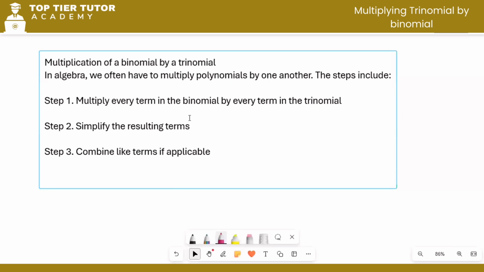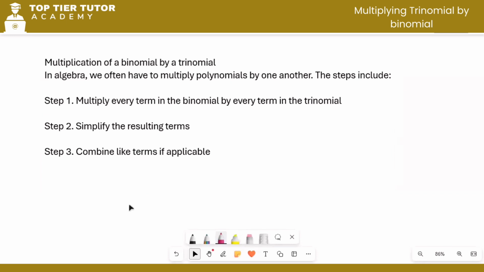We're going to be looking at multiplying a binomial by a trinomial. In algebra, we often have to multiply polynomials by each other. The steps include, first, multiplying every term in the binomial by every term in the trinomial. Secondly, simplifying the result and combining like terms if it is applicable. So let's follow these steps with an example.